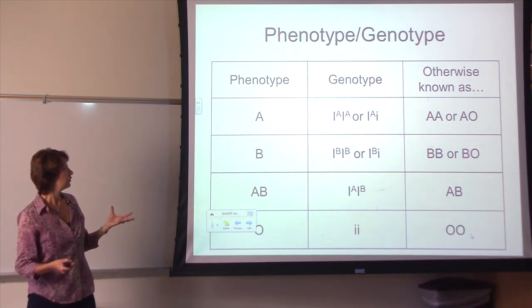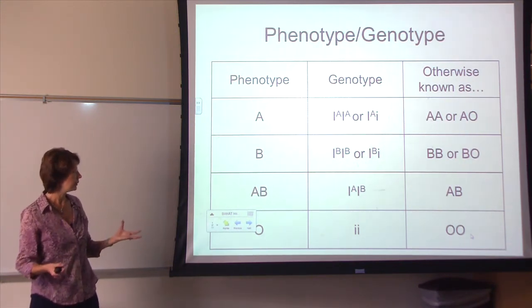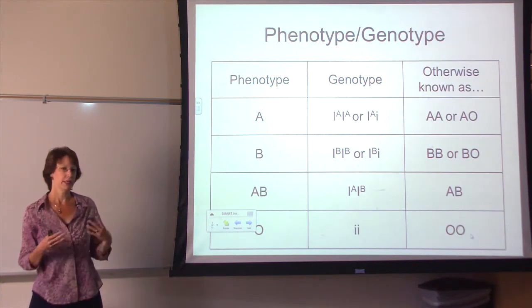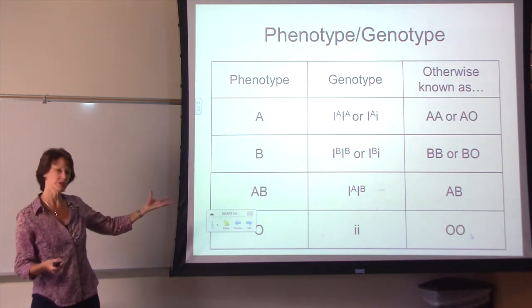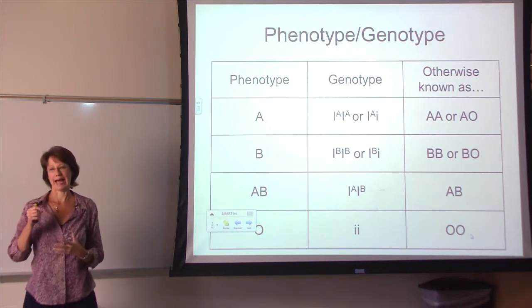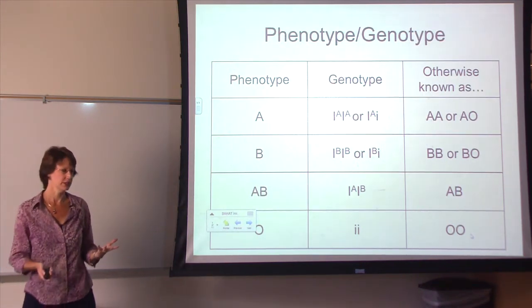This chart shows two different ways of showing genotype. You may be most familiar with the capital A, capital B, but you can also see different places the I with a B or an A, just different ways to illustrate the genotype.